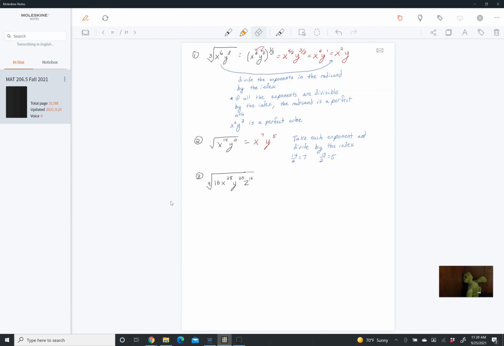Exactly the same way. So we're going to have an equals. Start with the variables. So x to the 28th is going to become x to the 7th. Y to the 20th becomes y to the 5th. And z to the 16th becomes z to the 4th. But now we have the 16. Sorry, this is a 5. Okay, I'm going to erase that and do it one more time.